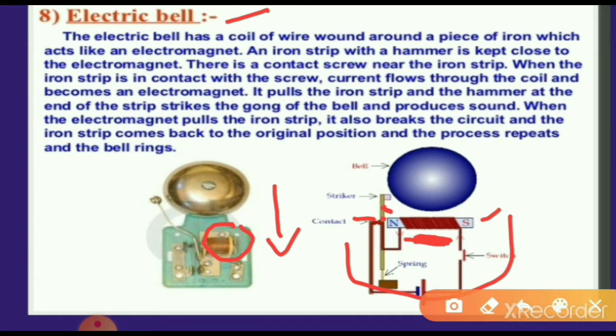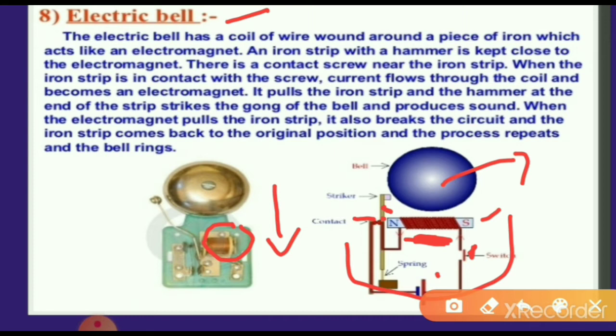When the iron strip is in contact with the screw, the current flows through the coil, which becomes an electromagnet. Here, when the battery switch is on, the current flows through the circuit and the coil becomes an electromagnet. It then pulls the iron strip. In the process, the hammer at the end of the strip strikes the gong of the bell to produce a sound.